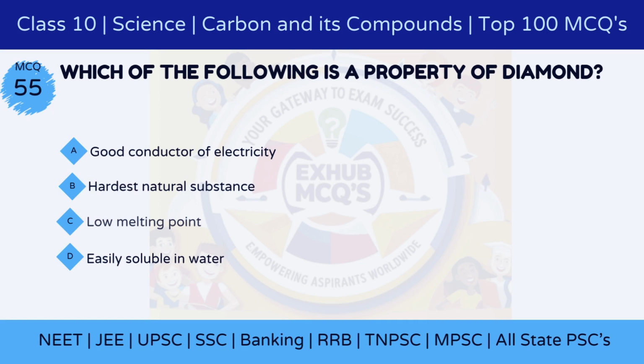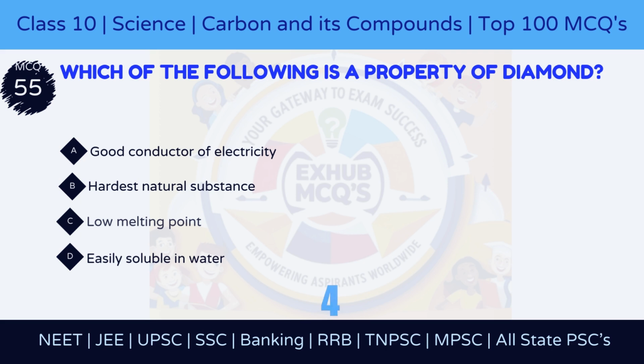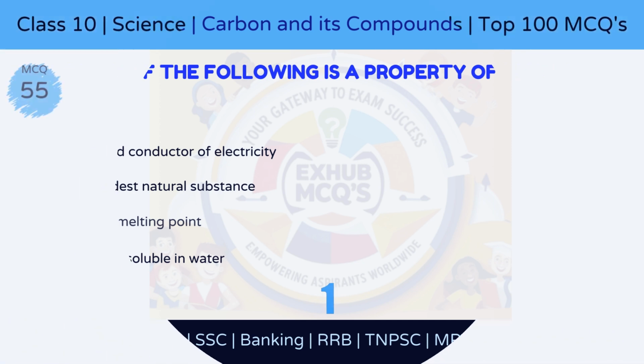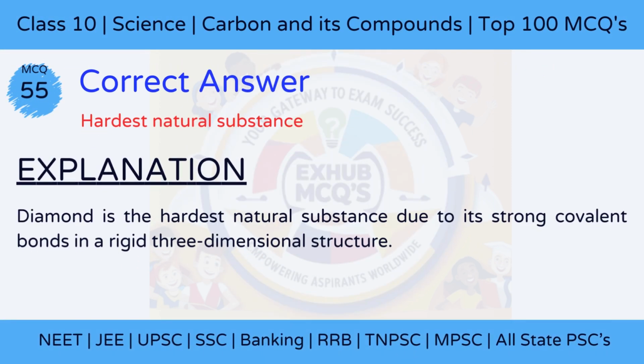MCQ 55. Which of the following is a property of diamond? Option A, good conductor of electricity. Option B, hardest natural substance. Option C, low melting point. Option D, easily soluble in water. The correct answer is option B, hardest natural substance. Explanation. Diamond is the hardest natural substance due to its strong covalent bonds in a rigid 3-dimensional structure, making it ideal for industrial cutting and drilling.